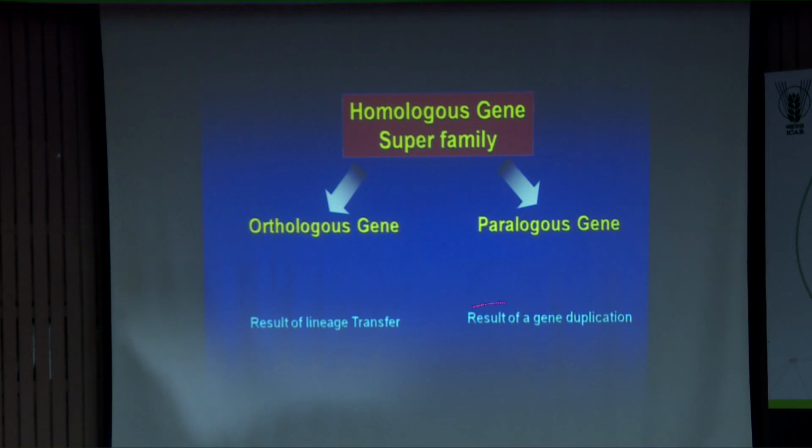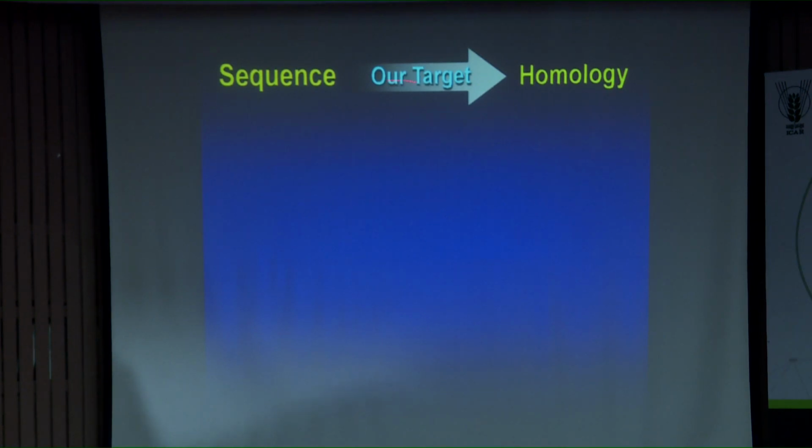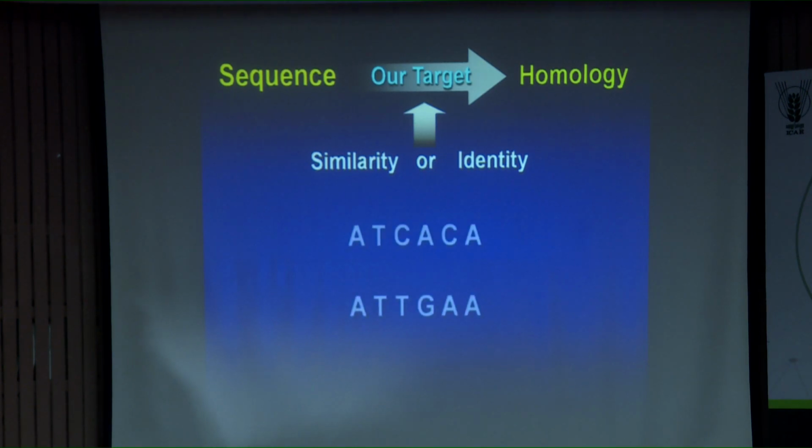These paralogous genes are developed due to gene duplication during the process of evolution. So, what is our main goal? As I have told, from a sequence our target is to find out homology, but directly we cannot measure homology. Then how do we measure homology? To measure homology, we have to measure similarity or identity. Again, confusing terms. Okay? We misuse this terminology very much. Similarity and identity are two different things. What do you mean by similarity? What do you mean by identity?